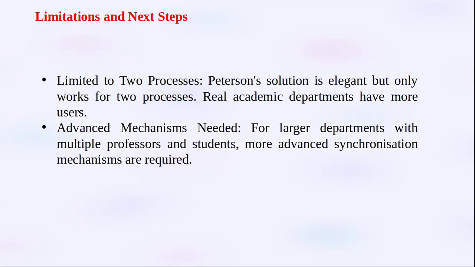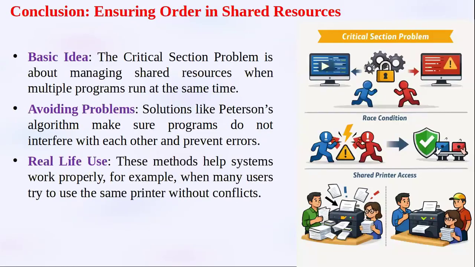Fine. Now let me conclude and bring everything together with respect to the topic that we have understood. The critical section problem is about managing access to shared resources in a safe and controlled manner. Right? Ensuring that multiple processes do not interfere with each other. Why is this important? Without proper control, systems become unreliable, errors occur frequently, output becomes incorrect. With proper control, systems behave correctly, data remains consistent and users get fair access.